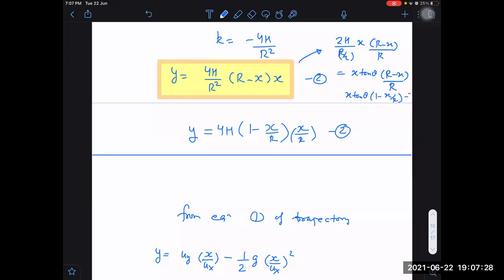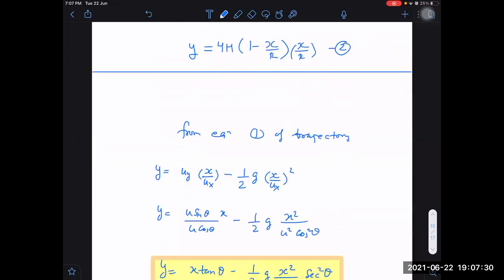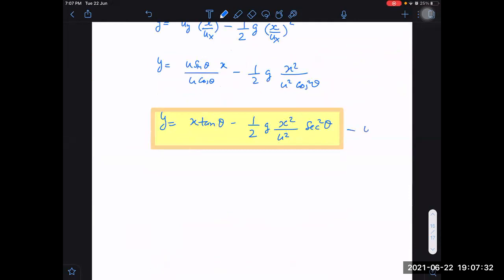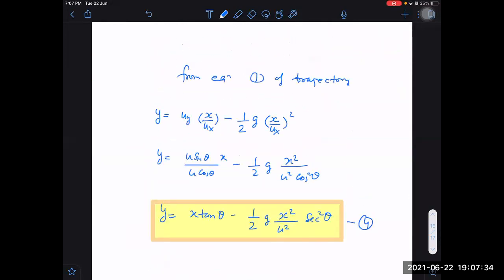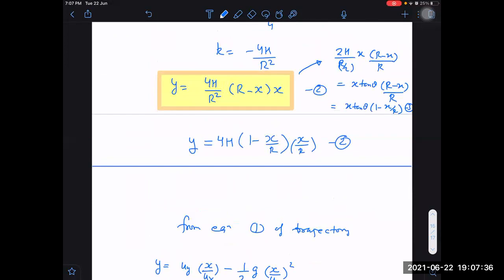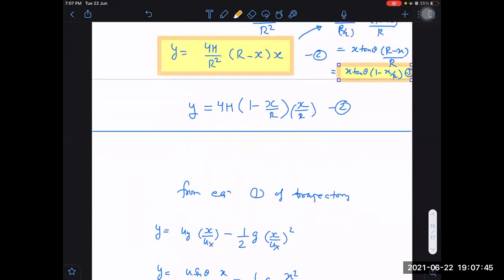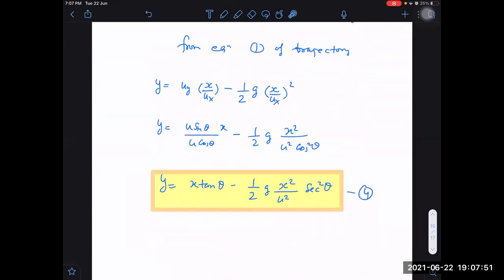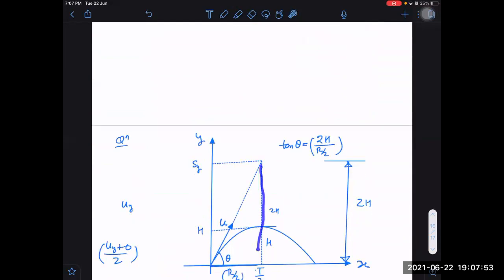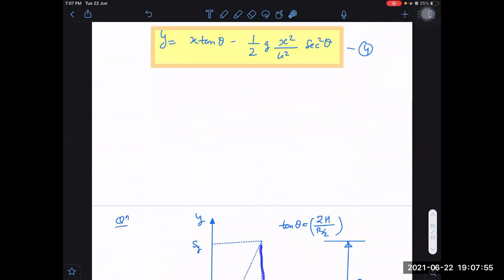Whether you call this the third, or the fourth, it is your choice. But there are different ways to write it. This is also one way to write it: x tan theta into 1 minus x by r. Out of this, everything has its own thing to tell. This formula tells us one very important visualization, how things are happening here. It is covering 2h distance in absence of gravity.